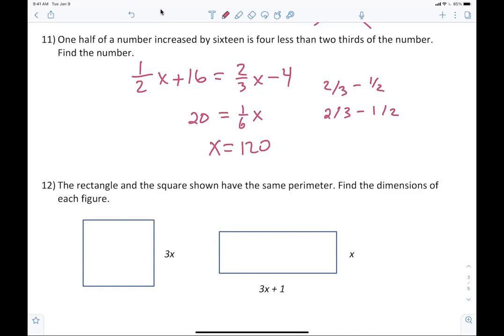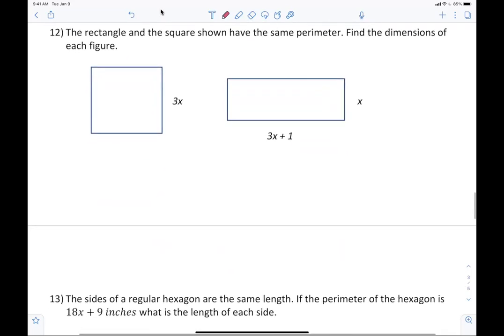All right. Now here we go. Number 12. The rectangle and the square shown below have the same perimeter. So someone, please, tell me what the perimeter of the square is. 12x. Anybody have a problem with the perimeter of the square being 12x? Equals.